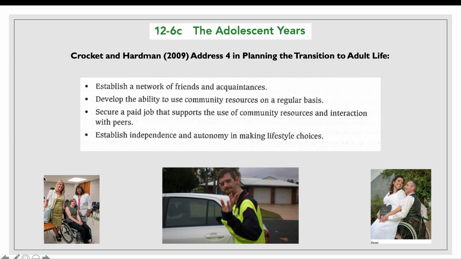This is a person utilizing from the wheelchair the community resources at the community center. And then this is a young man who actually has a job and is functioning in society. And we're so proud when we see them move on into society and be able to function. So it is up to you as their high school teacher to help them prepare for this transition into adulthood.